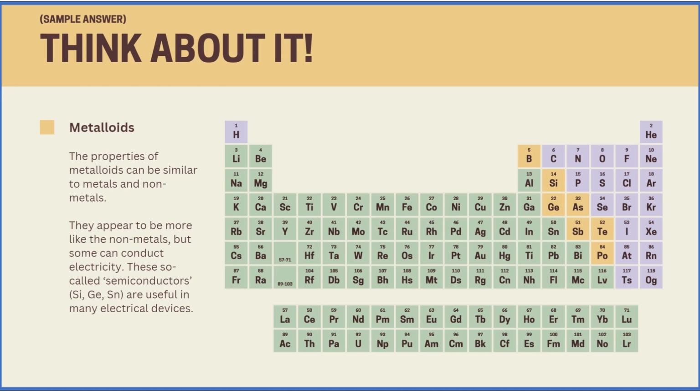The properties of metalloids can be similar to metals and non-metals. Okay, they are showing the properties of a little bit of metals and also a little bit of non-metals. So they appear to be more like the non-metals, but some can conduct electricity, for example silicon. These are also called semiconductors, because they are not totally conductors, that's why we are saying semi, which is half. Okay, so examples are silicon, Ge and Sn, which are useful in many electrical devices.